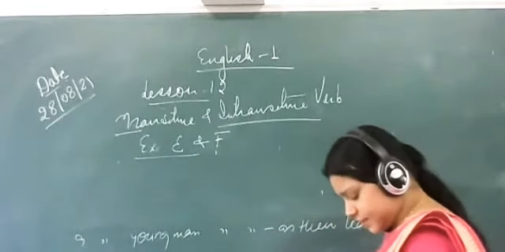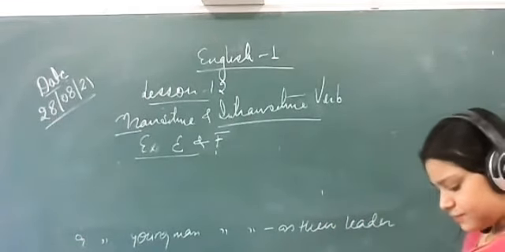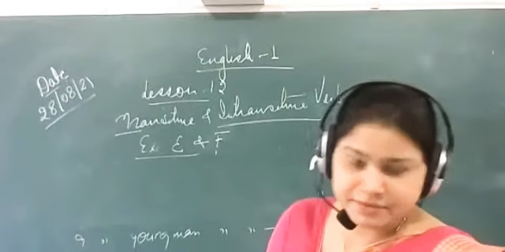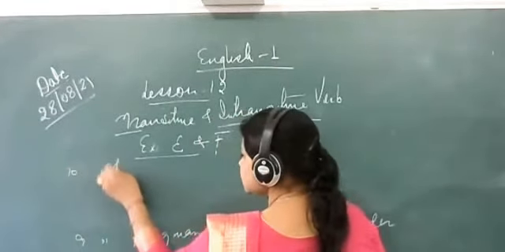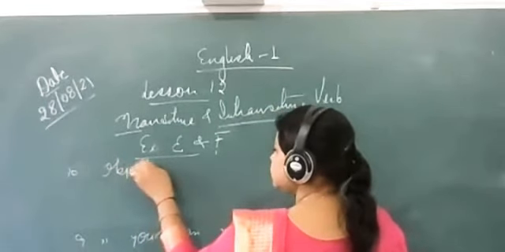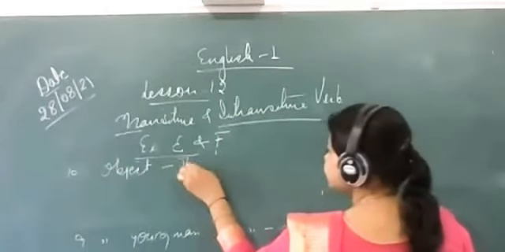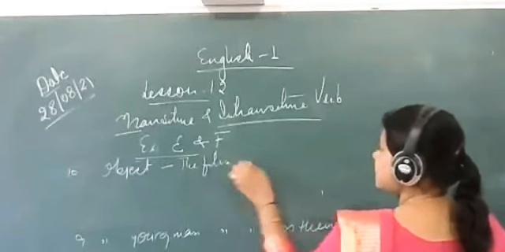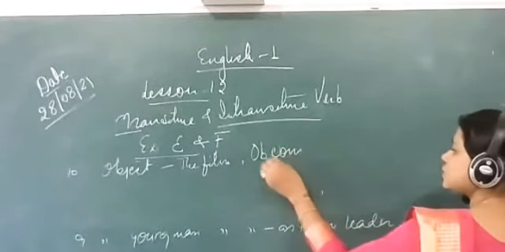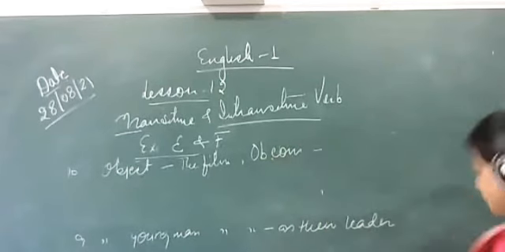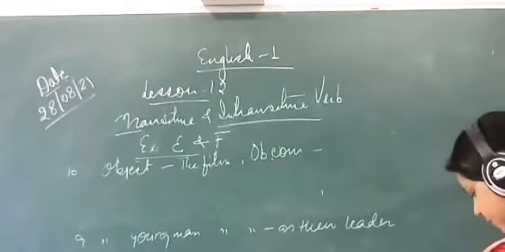Now we have the 10th one: I found the film very interesting. It's very simple to find out what your object is here. Your object is the film. What about objective complement? Your objective complement will be, what is that? Very interesting.